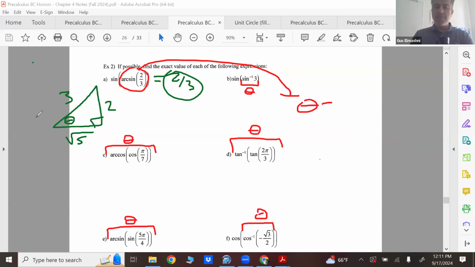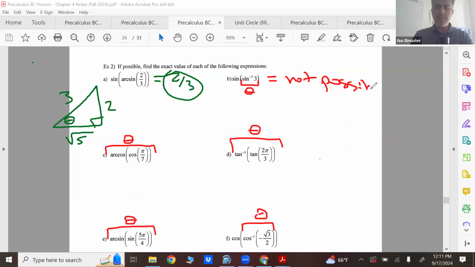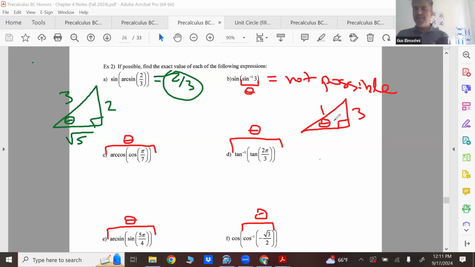Now, let's look at part B. Is that possible? Nope. Think about it. Can that happen? No. How can a leg be as long as the hypotenuse? That can't happen. Because what's 3 as a fraction? 3/1. Can the opposite be longer than the hypotenuse? No way. So it can't happen.